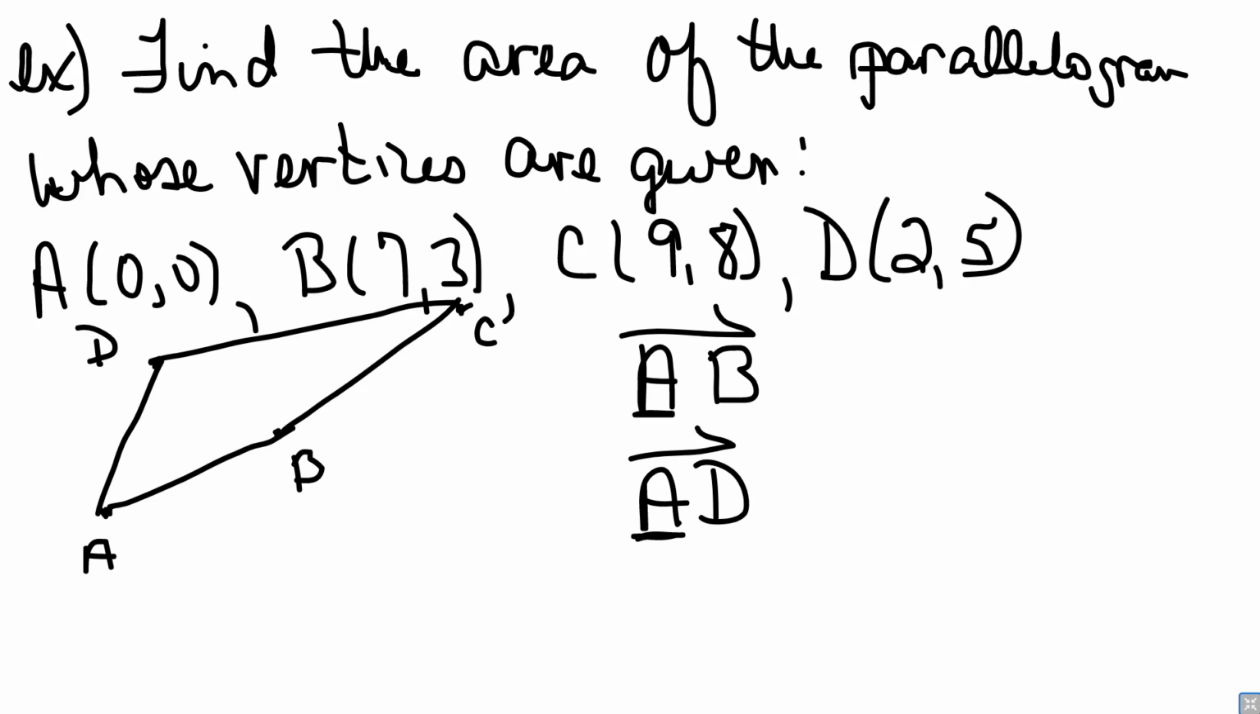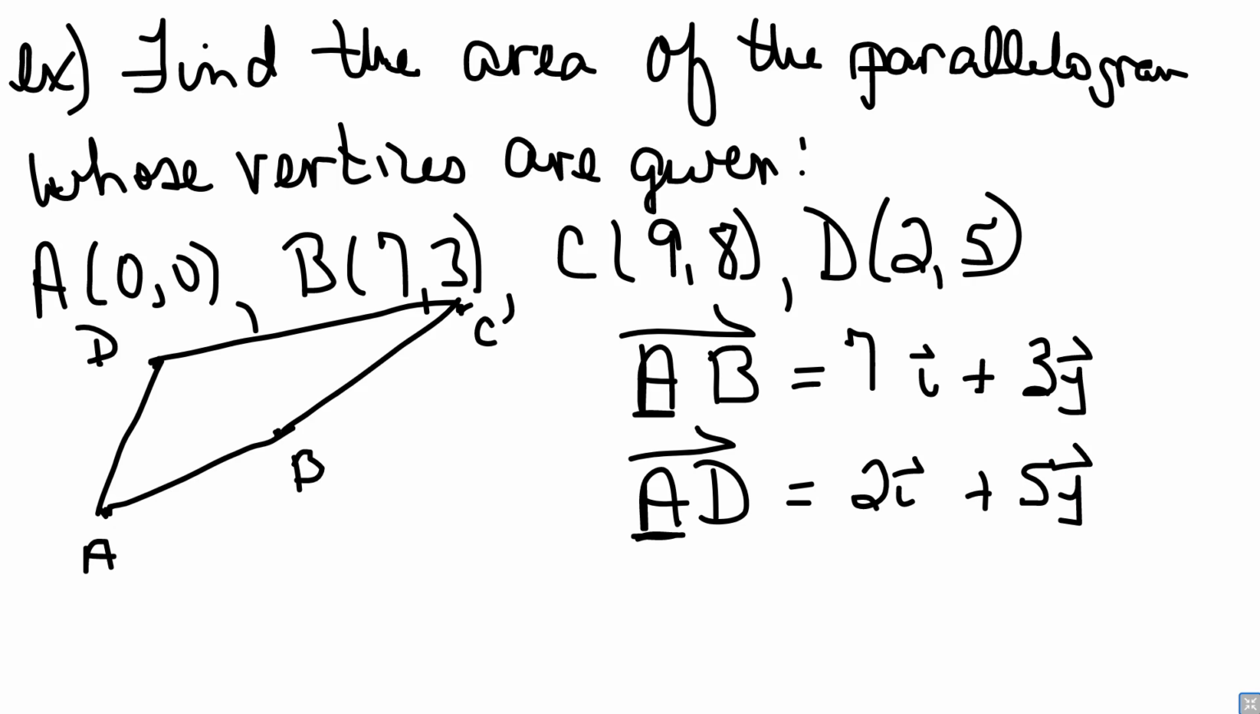If I look at this, for the vector AB, what's going to be the coefficient for the i component? It's going to be 7, and then plus 3 in the j direction. Then for the vector AD, what is that vector going to be? Here in the i direction plus 5 in the j direction.